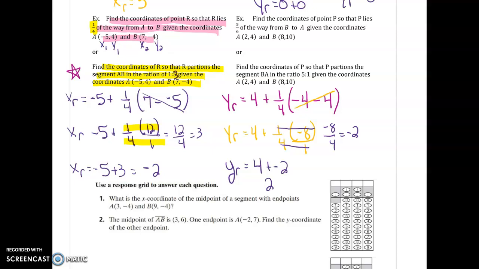So where's point R located? R is located at (-2, 2). All right, let's try the next one. I'm going to be erasing everything that you see here because I just don't have a lot of room to write.